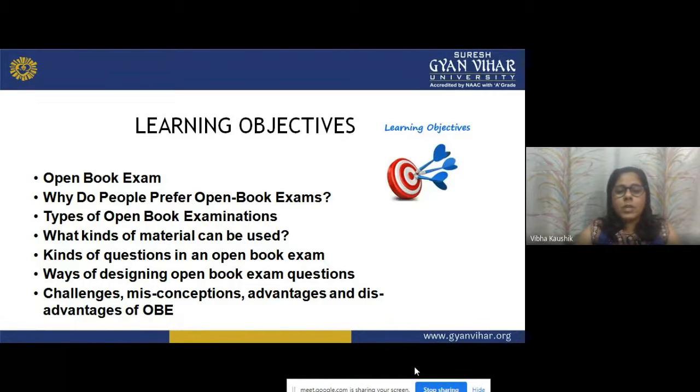Kinds of questions in an open book exam. What are the different kinds of questions that can be used in an open book exam? Ways of designing open book exam questions. Different ways of designing open book exam questions. Challenges. What are the challenges? Misconceptions, advantages and disadvantages of open book exam.